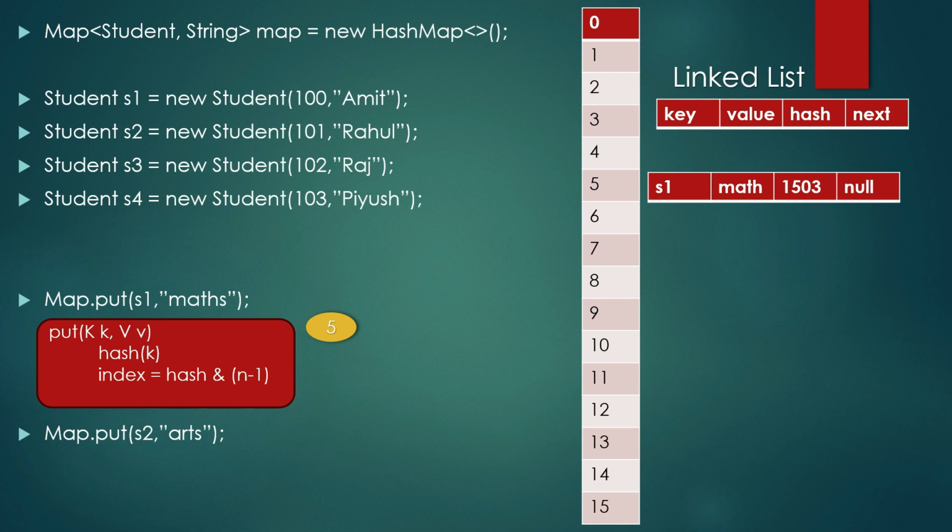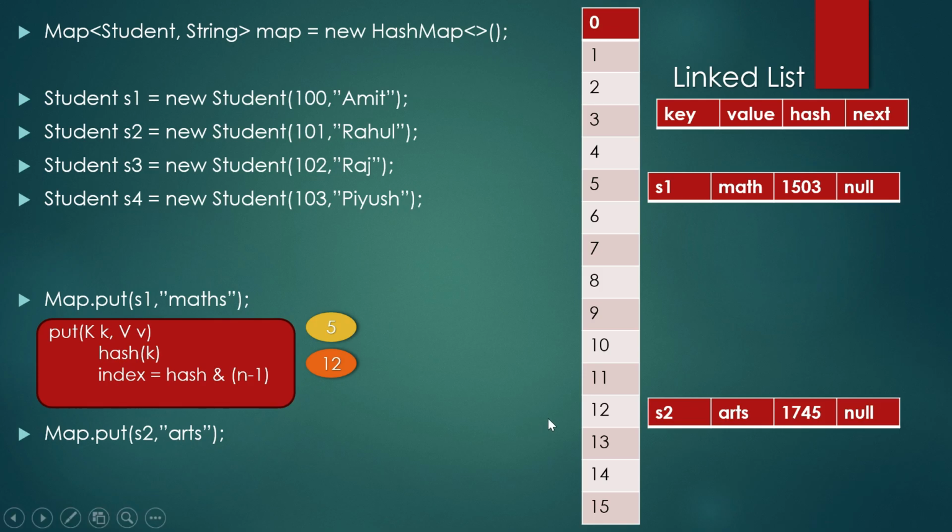Okay, now let's try to put another object. Let's say S2 and the value is arts. So it will again go to the put method, and it will find the hash, and it will find the index. Now let's assume that it will find the index as 12. Now in this case, S2 will be stored on the 12th index here. The same thing happens here also. S2 will be the key here, and the value is arts, and this is the hash code, and the next element is not here, so it will be null here.